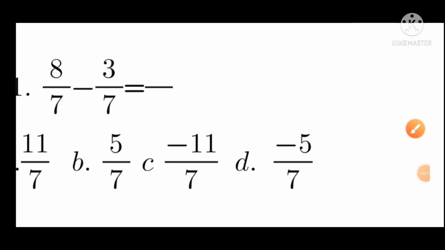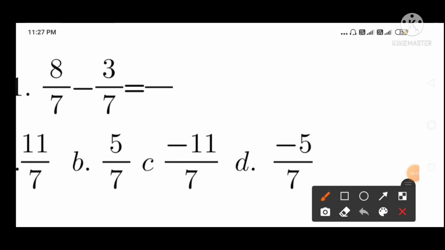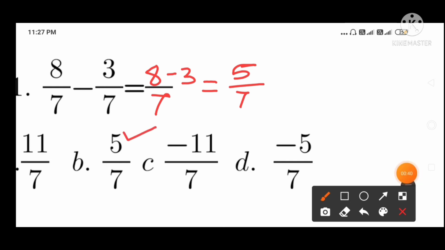Choose the correct option. Here you can see that the denominator of both the fractions are same. If denominators are same, the denominator will remain as it is and the numerators will be subtracted. Therefore, the denominator will be 7 and the numerator will be subtracted. Therefore, 8 minus 3 equals 5 upon 7. Therefore, our correct option is B, 5 upon 7.